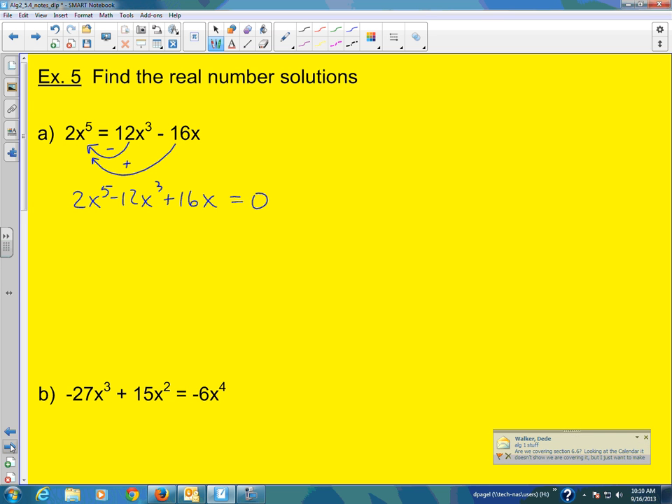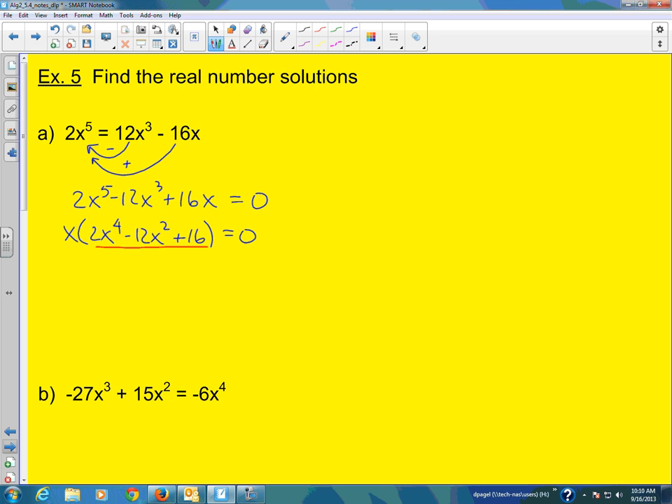So, on the left-hand side, the only thing I can pull out is an x. That's my GCF. I'm left with 2x to the fourth minus 12x squared plus 16 equals 0. Then I have to decide what am I going to do. Well, I have a trinomial here where the power in the middle is half of the power of the front. And so here's a situation where I might say, let's let u equal x squared. And if that's the case, then x to the fourth, once again, is found by x squared squared, which is where u squared is coming from.